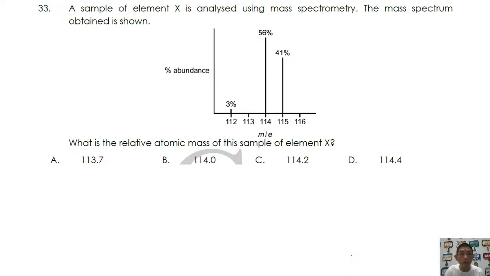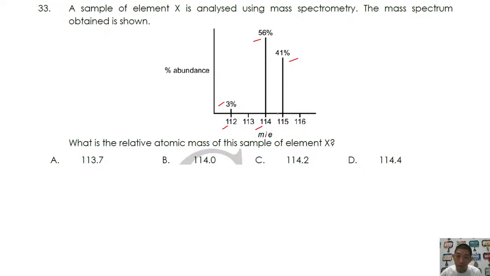As for question number 33, a sample of element X is analyzed using mass spectrometry. The mass spectrum obtained is shown below. So that is the mass spectrum that you have. Okay, so you use the same general formula of how to calculate the relative atomic mass. So you use the abundance multiplied by the isotopic mass for each of them.